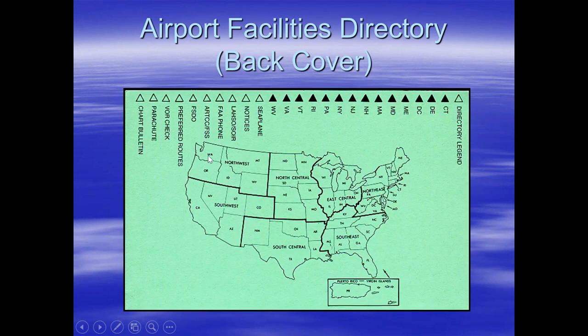This breaks up the regions that it covers. There's a northwest region, a southwest, a north central, south central, east central, southeast, and then northeast. So there's all of those. In order to cover the whole U.S., you have to have, what is that, 8 books total? 7 books.